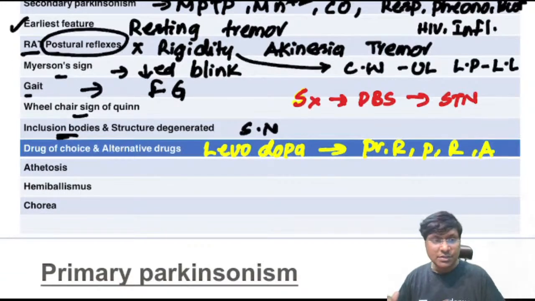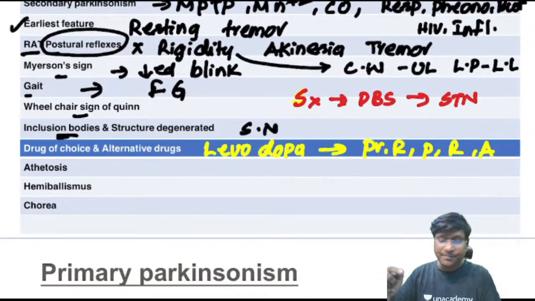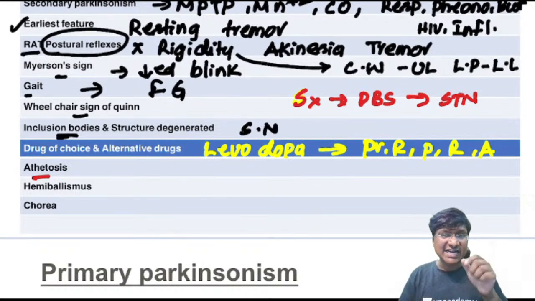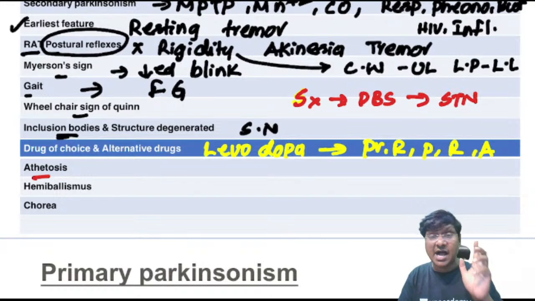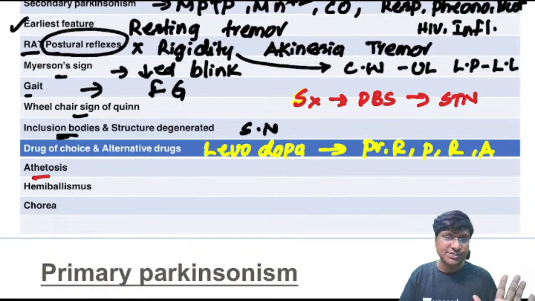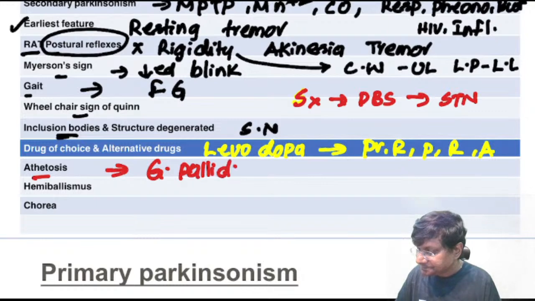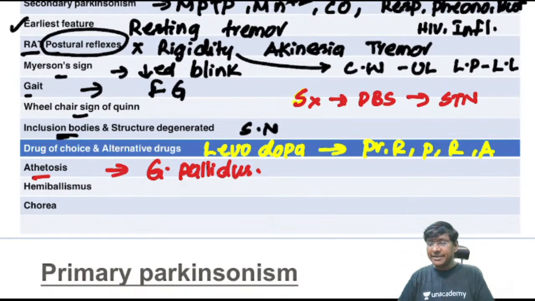Okay, right. Now, you need to know the other important extrapyramidal disorders, like athetosis. So what is athetosis? It is a continuous writhing movement of the hand, arm, neck, and as well as face. Now, what is the structure that is defective for the development of athetosis? That will be the globus pallidus.